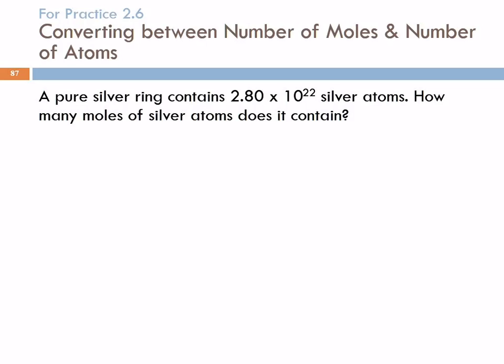A pure silver ring contains 2.80 times 10 to the 22 silver atoms. How many moles of silver atoms does it contain? Okay, well, let's write down the number, 2.80 times 10 to the 22 silver atoms. And the question is, how many moles?